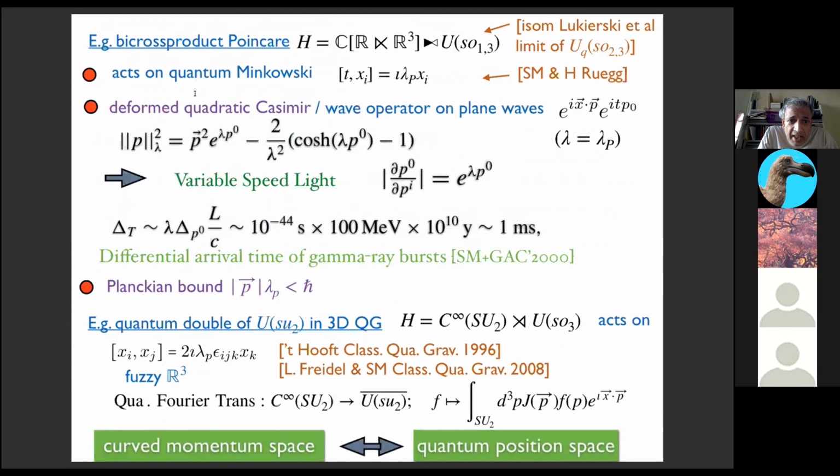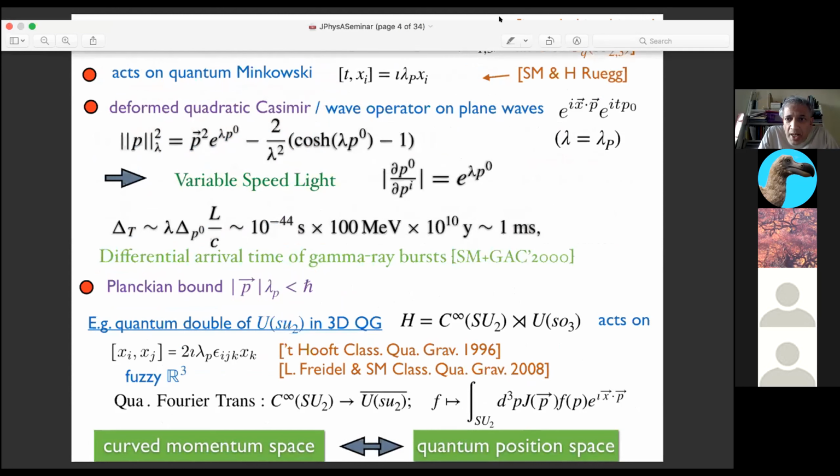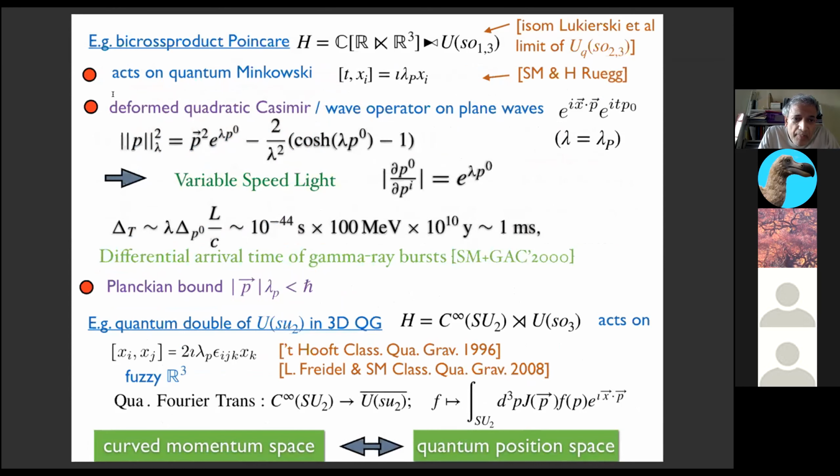Another thing that happened since then, again, I'm not going to spend a long time on this ancient history, is that these things really came into their own in more complicated models like this Poincaré model, the Poincaré quantum group. Here, the space part is now R cross R^3, so a non-abelian group, and the rotation part is the undeformed Lorentz group, and this forms a quantum group. And this acts on this particular space-time. The x_i commute, and the t doesn't commute with the x_i. So this is the model that Ruegg and I introduced.